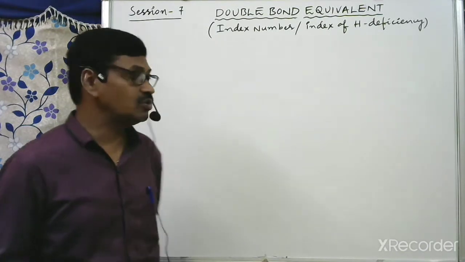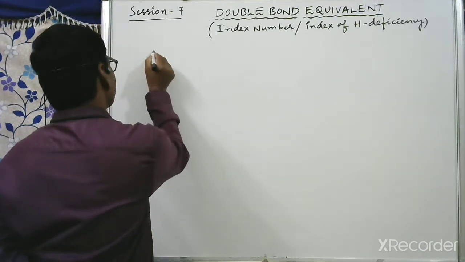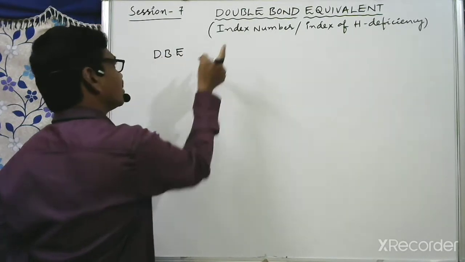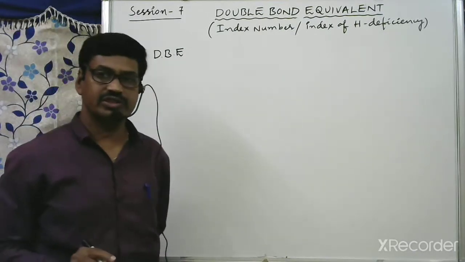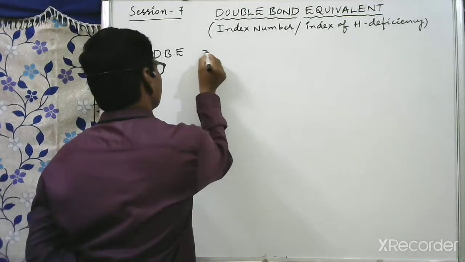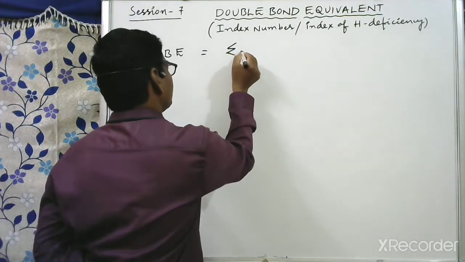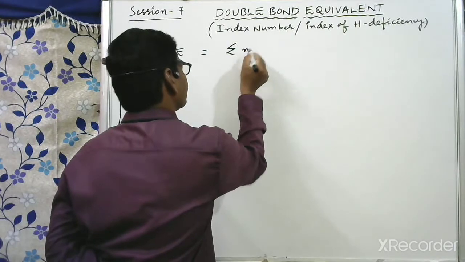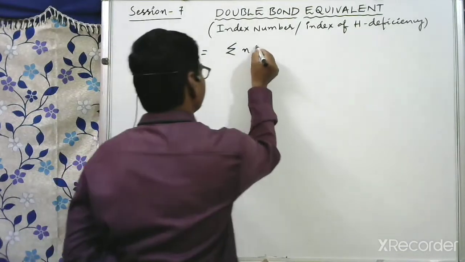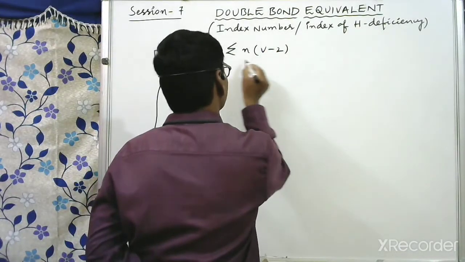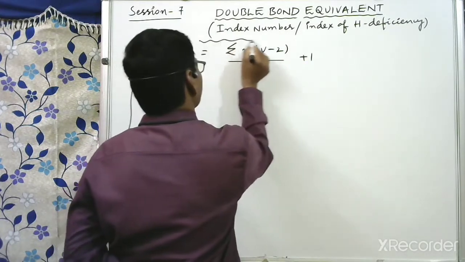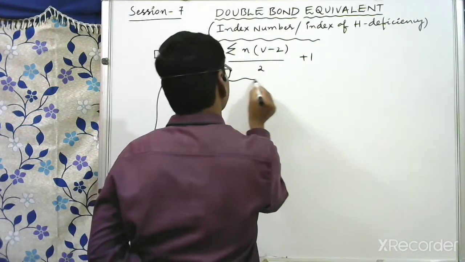Okay, here: double bond equivalent, DBE, or index number, or index of hydrogen deficiency. For this, I am writing the formula first. Here it is equal to the sum of n into (v minus 2), divided by 2, plus 1. This is the formula for index number.